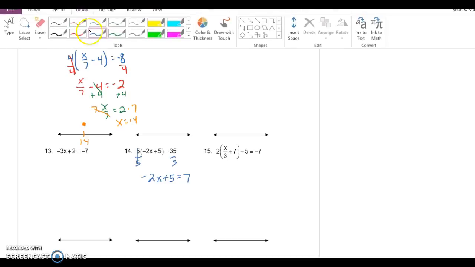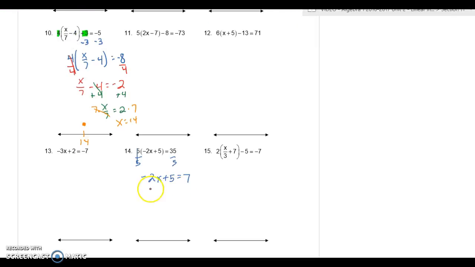Once those parentheses are gone, I'm looking to get rid of addition and subtraction. Now this is not a minus 2x. This is a negative 2 times x. Those are different things altogether. This is multiplication, so we're going to deal with that towards the very end. To get rid of plus 5, I'm going to subtract 5. And that will reverse it.